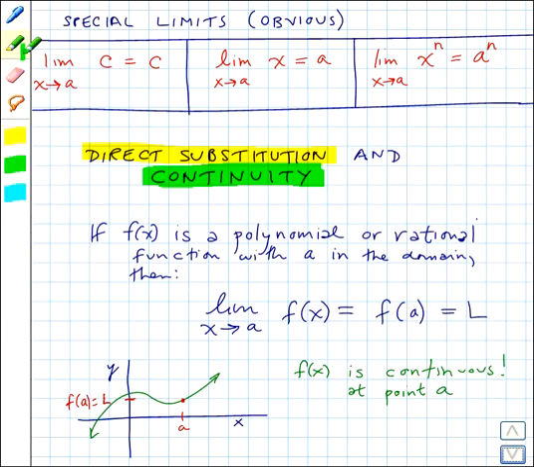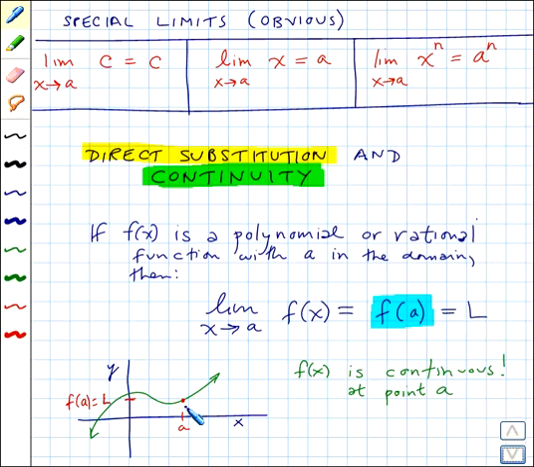Now, if f of x is a polynomial or a rational function with a in the domain, then the limit as x approaches a of f of x is simply the value of the function at that point a, and that equals the limit. Let's look on the graph here. Here is, let's say, a polynomial function.